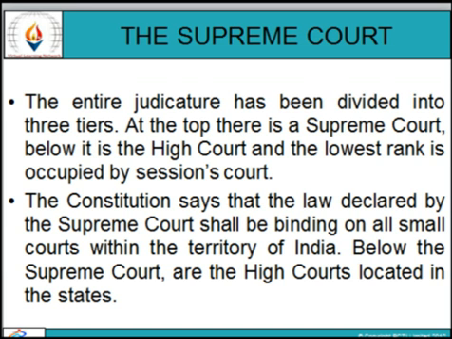Next topic is the Supreme Court. The entire judiciary has been divided into 3 tiers. At the top there is a Supreme Court, below it is the High Court, and the lowest rank is occupied by the Sessions Court. The Constitution says that the law declared by the Supreme Court shall be binding on all courts within the territory of India. Below the Supreme Court are the High Courts located in the states.